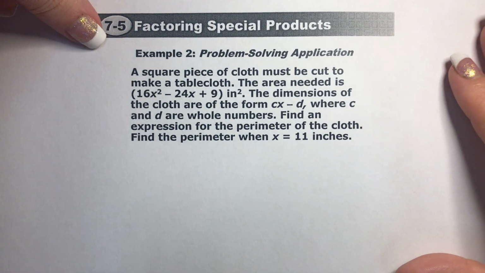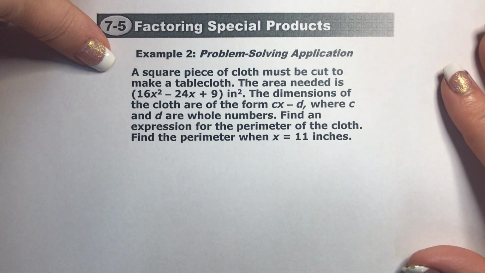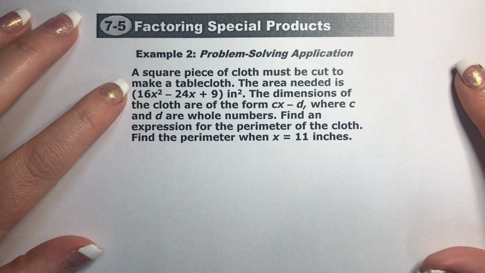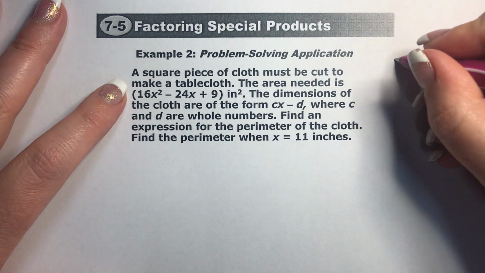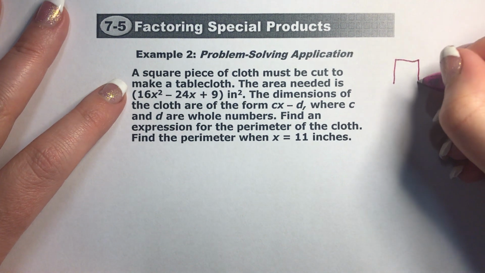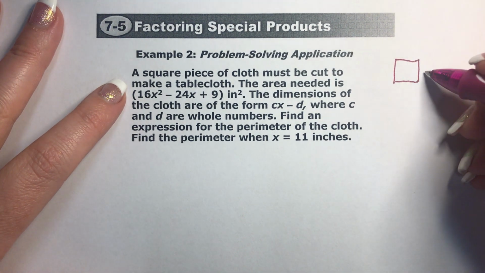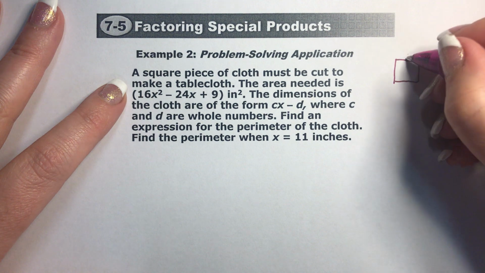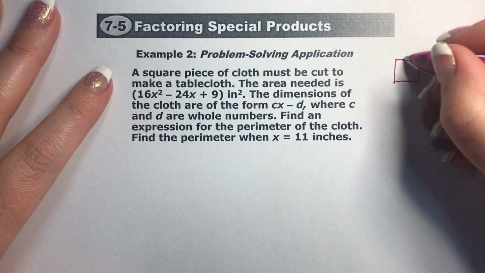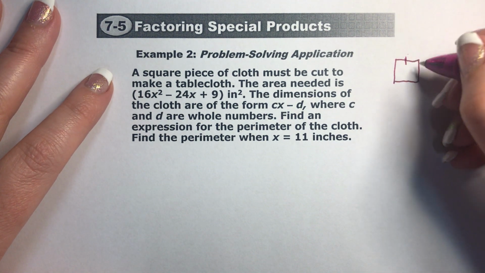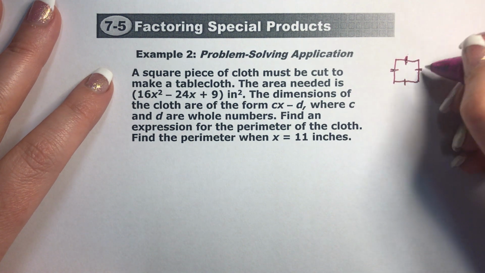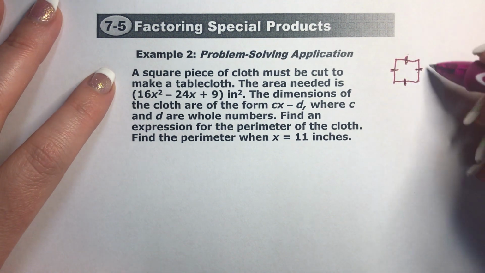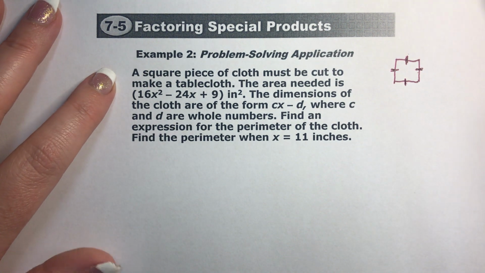All right, we're back for our problem-solving application. It says a square piece of cloth. Okay, so we know it's a square, right? And what do we know about a square? We know that a square has the same sides, so this side is the same as this side. All of the sides of a square are the same, and you put these little hash marks in there, and that means that they're all the same.